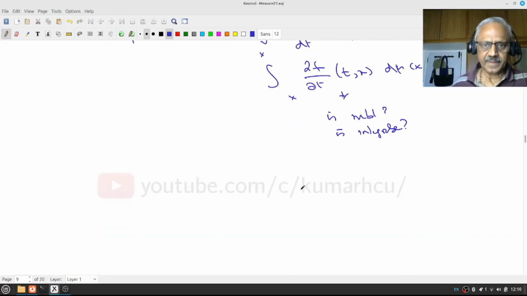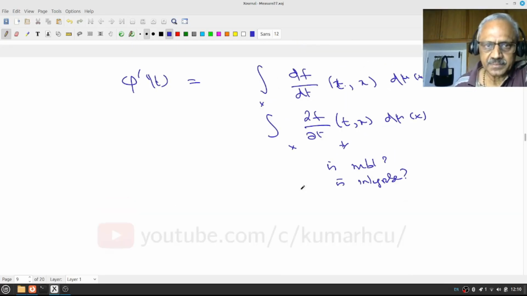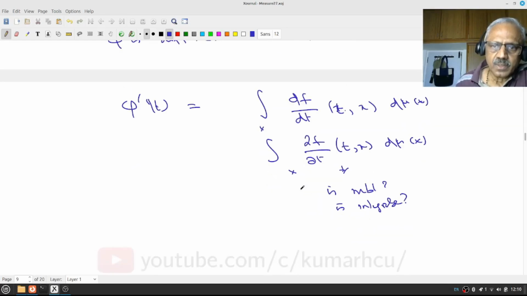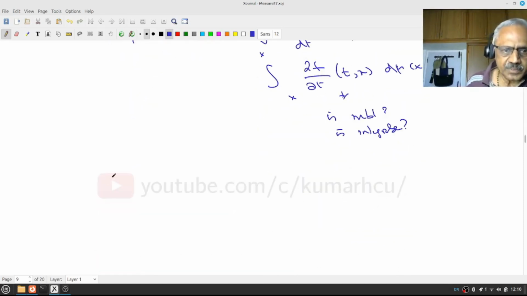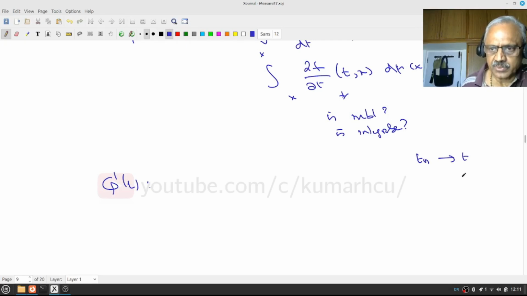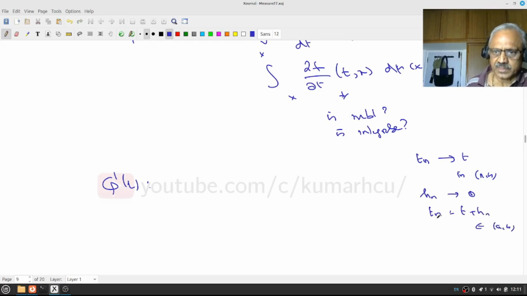Right. Now let's see how to do that. So now what is phi dash of t? Suppose T_n is a sequence which converges to t in the interval [a, b], or h_n is a sequence which converges to zero, therefore my T_n may be t plus h_n, but this has to be in [a, b]. The h_n are chosen so that t plus h_n, namely T_n, must be in [a, b].